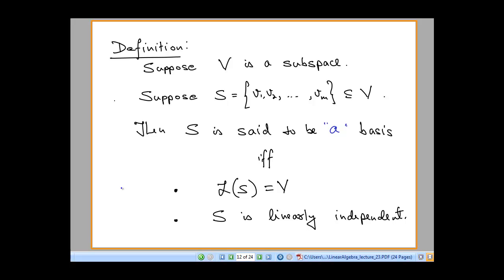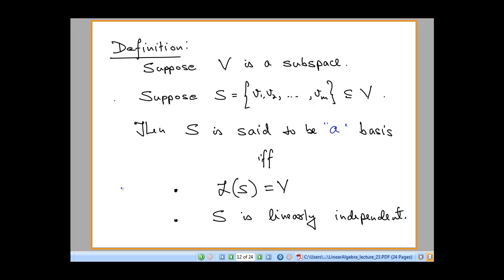So let's suppose V is a vector space, or it can be a subspace of R^n or whatever. And we have a collection of vectors V1 to Vm, a subset of V. Then this collection of vectors is said to be a basis. I'm emphasizing the word 'a' here because in general we can have infinitely many bases. So any collection of vectors is said to be a basis if and only if the space generated by these vectors is the whole of V. Alright? And this collection has to be independent.